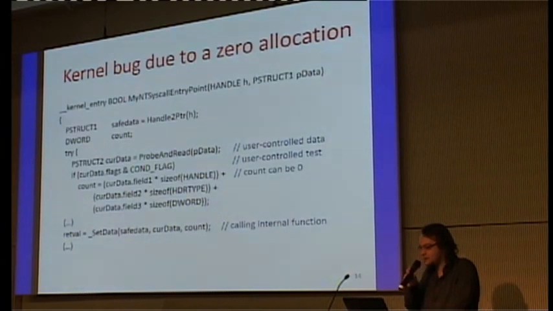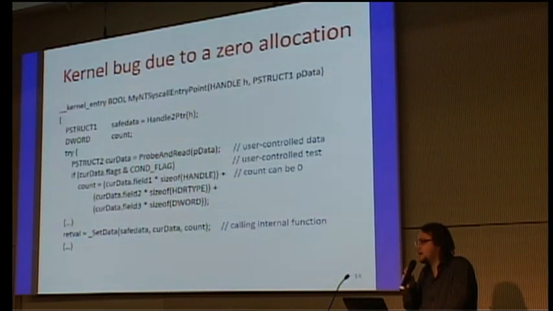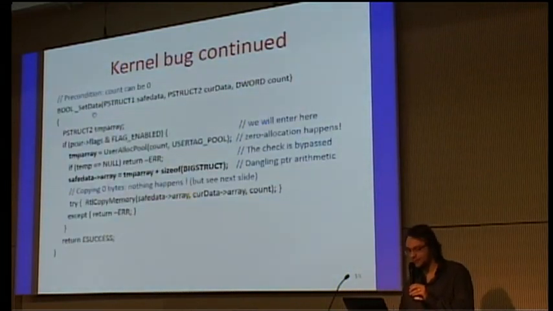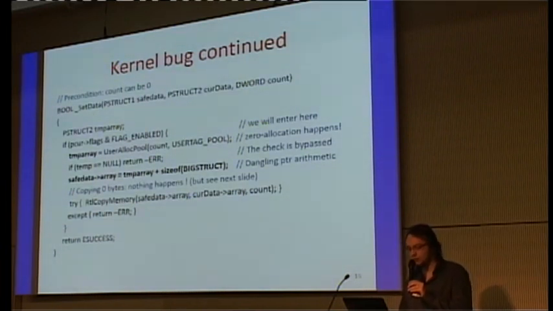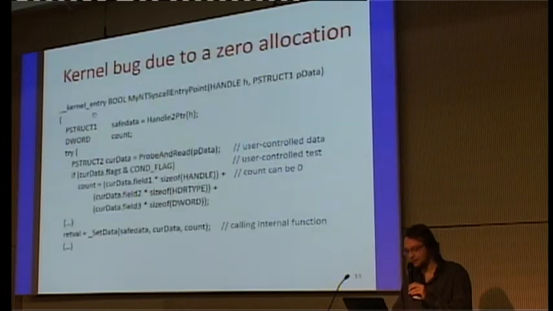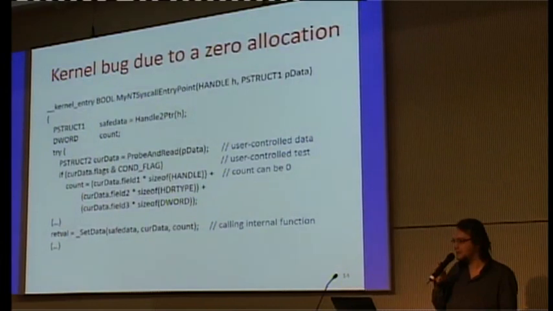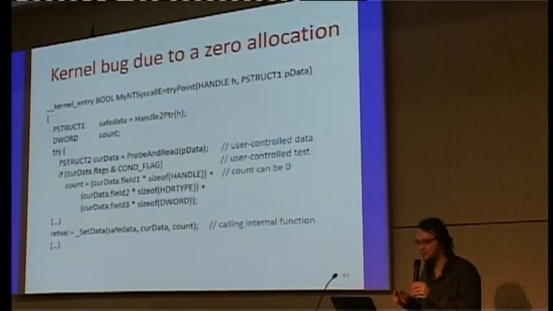So cur data dot field 1, field 2, field 3, and you do some arithmetic, but you never validate the value of the field. So the result of the multiplication can be 0. So the count can be 0. Here you have the variable count, the third parameter of underscore set data, that is 0. So it gets continued, under the same condition that we control, with flag enabled. All examples have been obfuscated a little bit so that we protect the guilty and everything.